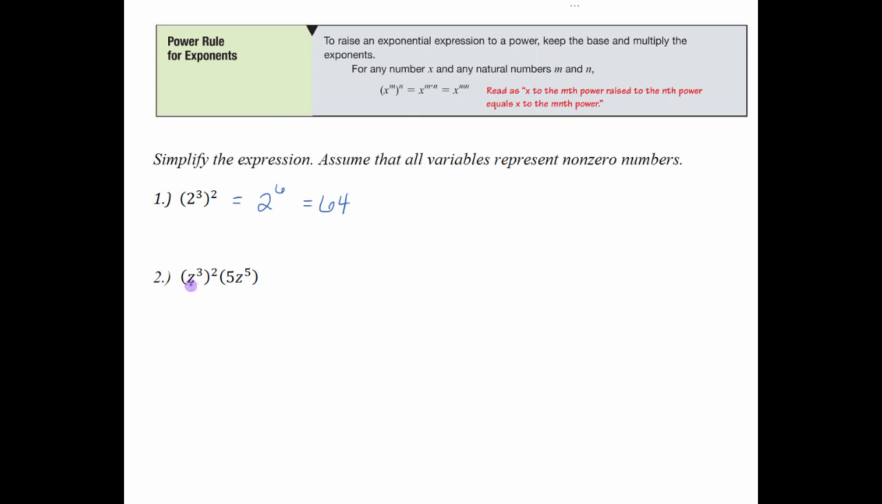Here I have my z cubed all squared. So we'll do this in a couple of chunks here. Z cubed squared is z to the 3 times 2 is 6, times 5 z to the 5th. Remember, this exponent of 5 has nothing to do with this number. It's only sitting on the z. So I have a 5. Now, when I'm multiplying numbers of the same base, you end up adding the exponents. So z to the 11th. 5z to the 11th.